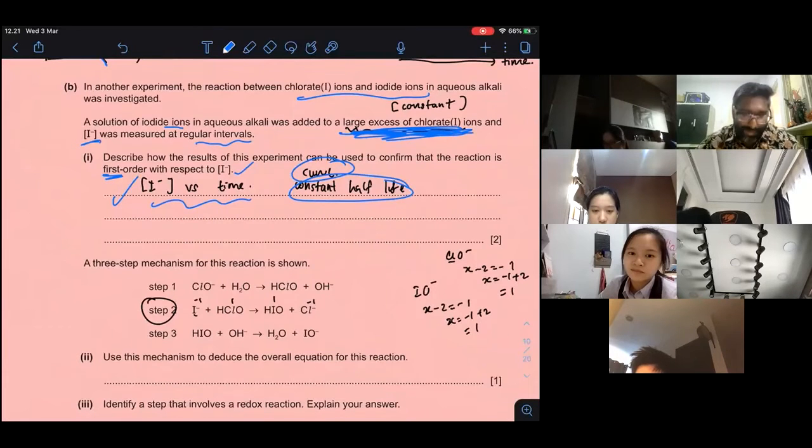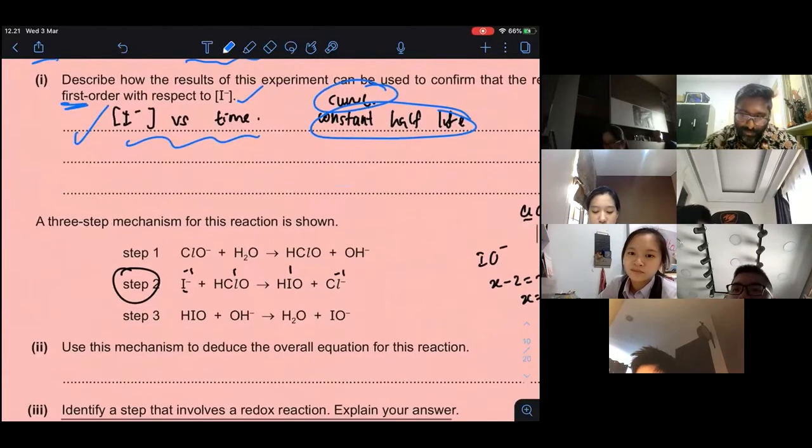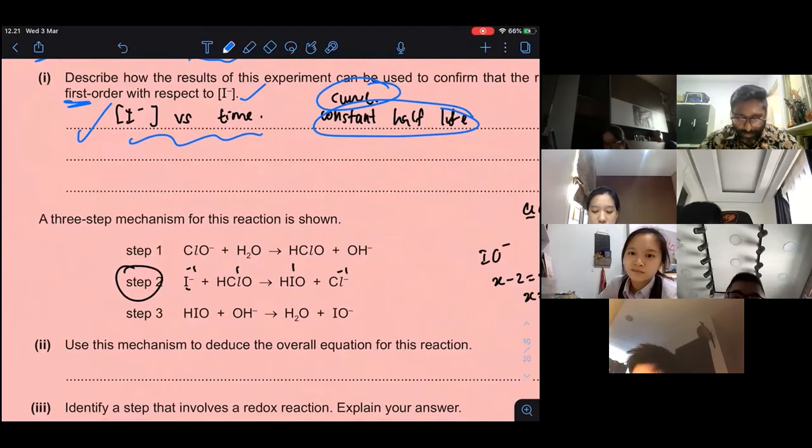A three-step mechanism is shown. So you see there is going to be a mechanism over here. Use this mechanism to deduce the overall equation.